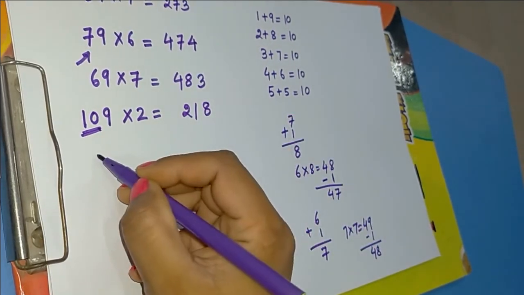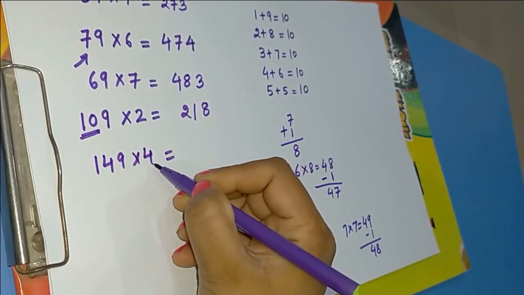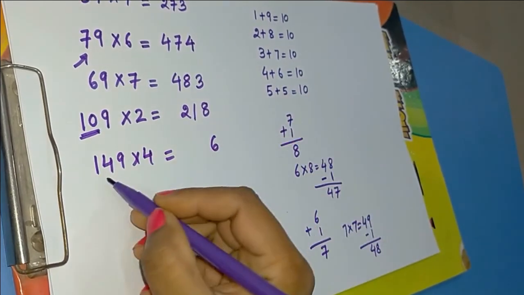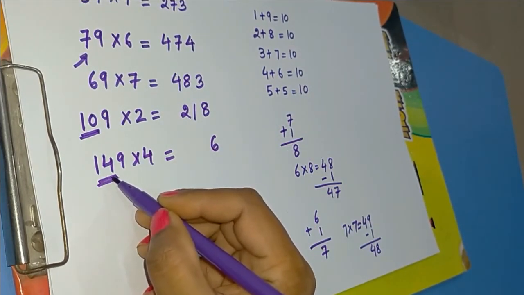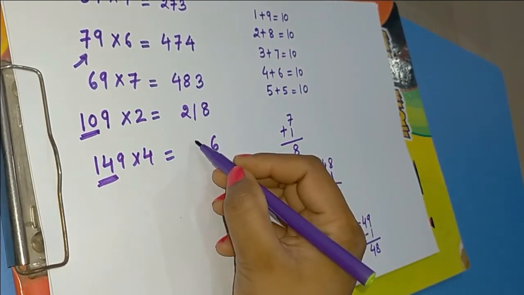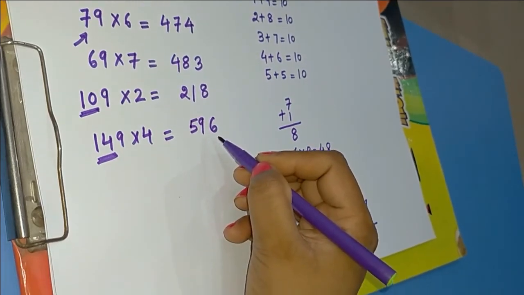Let's take another example, that is 149 multiplied by 4. Here pair of 4 is 6. So we can write down 6 here. We have 14 here. So 14 plus 1, that is 15. And 4 times 15 is 60. And 60 minus 1 is 59. We got the answer 596.